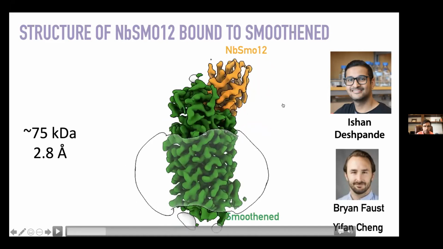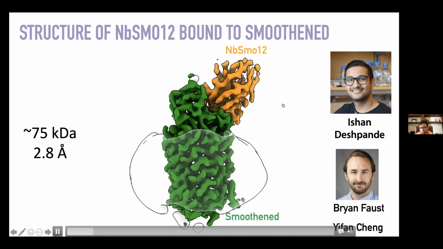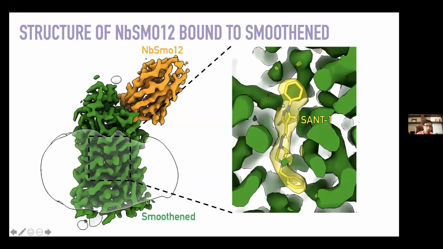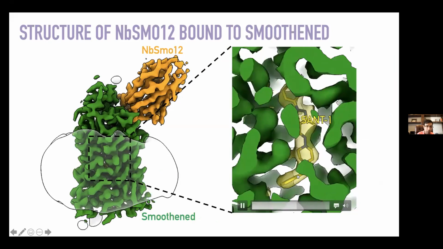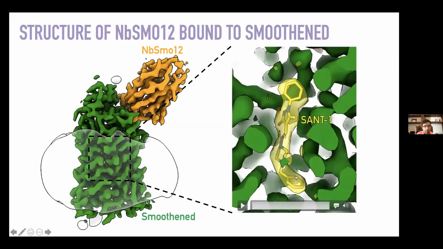So just a couple of other highlights. If we can get to the next slide. This structure was solved with a pretty high affinity antagonist called SANT1, discovered again in Phil Beachy's lab about 15 or 20 years ago. And what's remarkable to me is that the structure with just this nanobody has a pretty good density for this molecule, so it's completely unambiguous to resolve it.